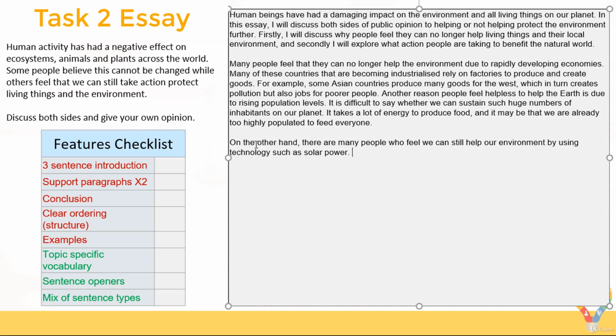And the support sentence, so add a bit more detail. Solar power is a renewable energy that, and of course check your spelling, one moment.